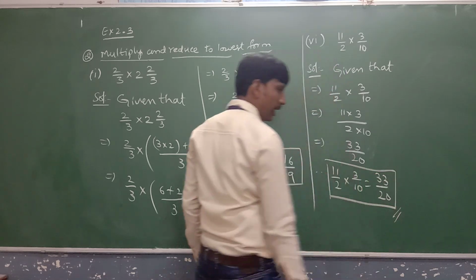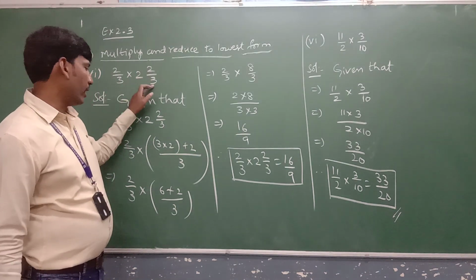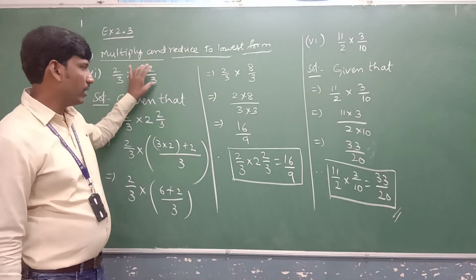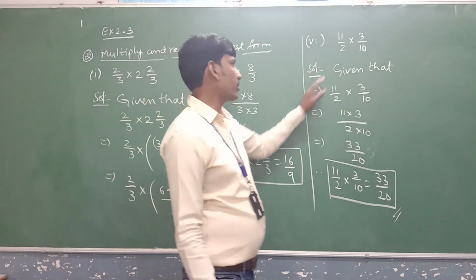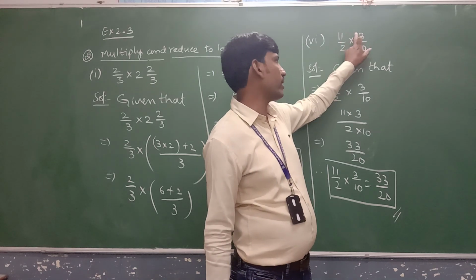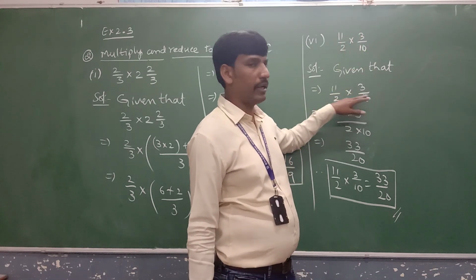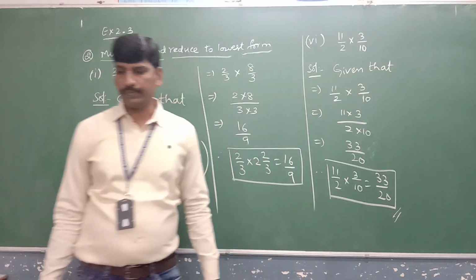I hope you understood both the questions. 2 by 3 into 2 by 3, convert into improper fraction, then multiply both the numerators and denominators, you will get the answer. Here also they have given directly, multiply both the numerators and multiply both the denominators, you will get the answer 33 by 20.